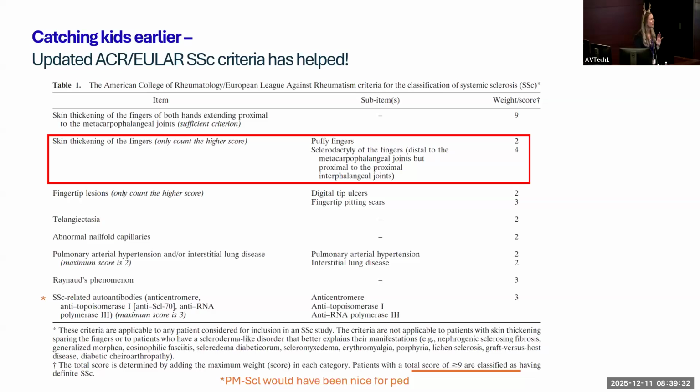So this is not important for you guys to pay attention to, but it just shows the main features, and we use a criteria to say, hey, do you have scleroderma or not?